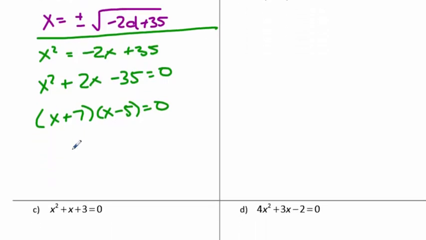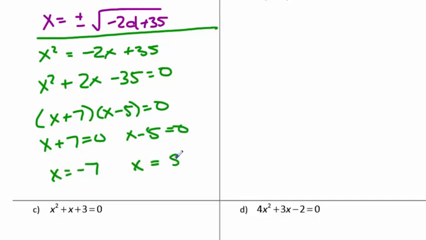Set each of these equal to 0, x plus 7 equals 0, and x minus 5 equals 0. Subtract 7 from both sides. The first solution is x equals negative 7. Add 5 to both sides. The next solution is x equals positive 5.